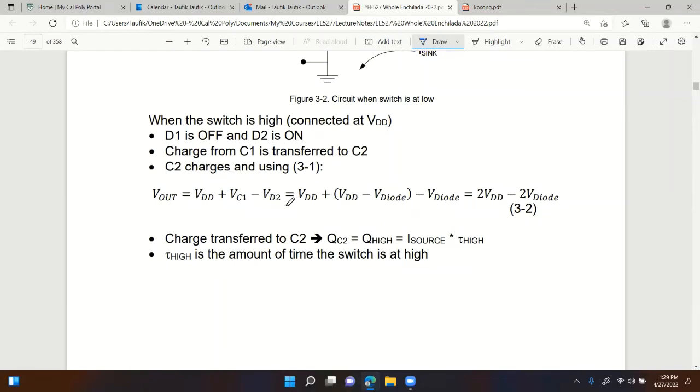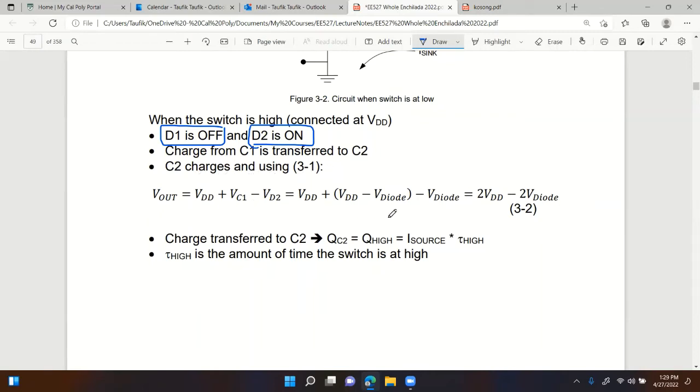Actually, this is the equation, isn't it? Oh, I don't know. I don't think so. Oh, maybe. So when the switch is high, connected at VDD, D1 is off and D2 is on, as I tried to prove earlier, right? D1 is for sure off, and D2 now we know is on. Charge from C1 is now transferred to C2, right? From the low capacitor to the high capacitor, right? So the charge transferred to C2, and then C2 charges to right here. So the C2 charges, I'm using 3-1.